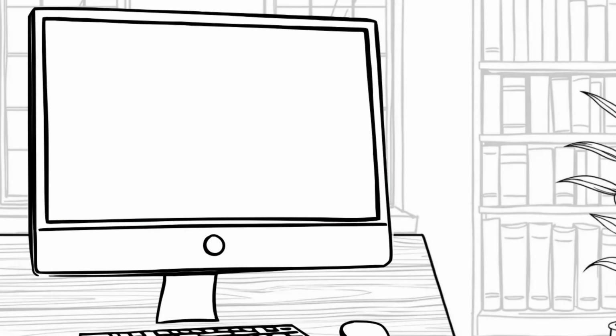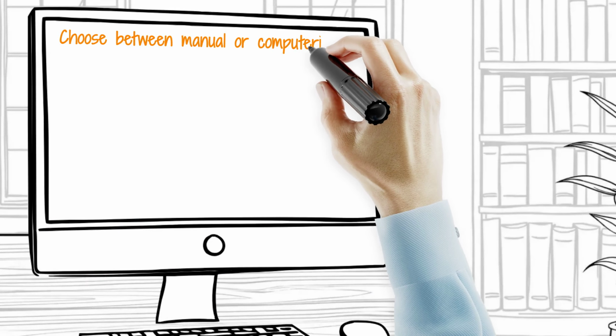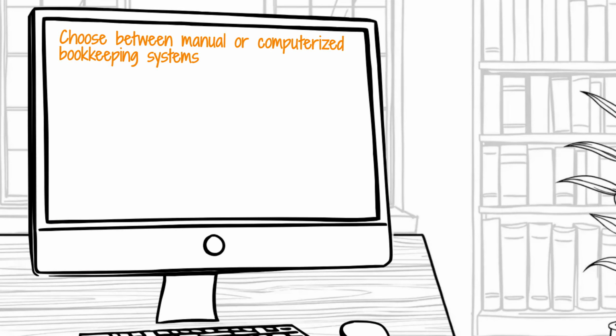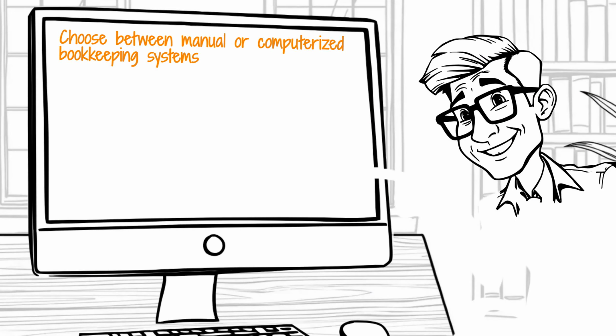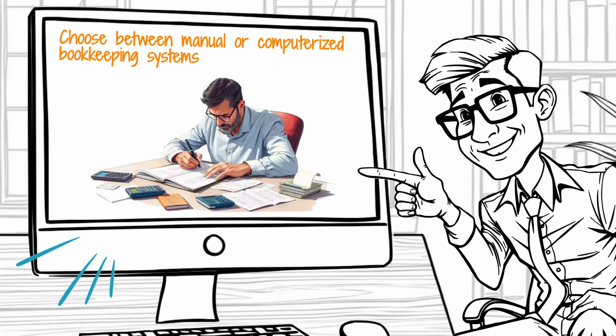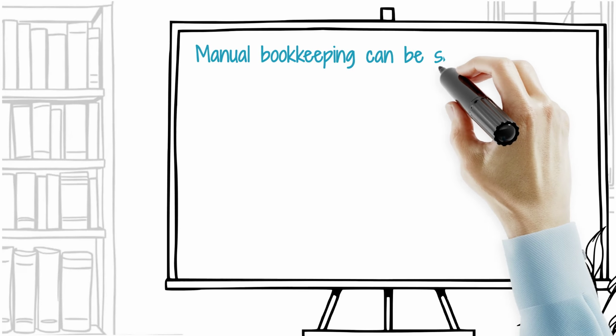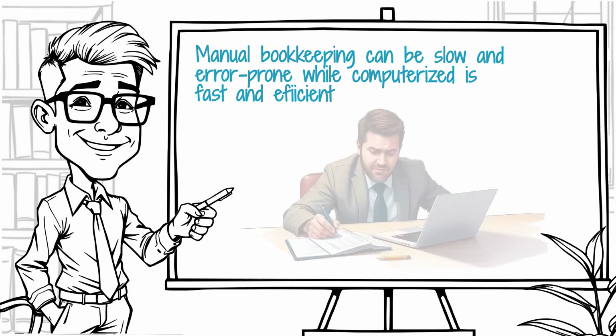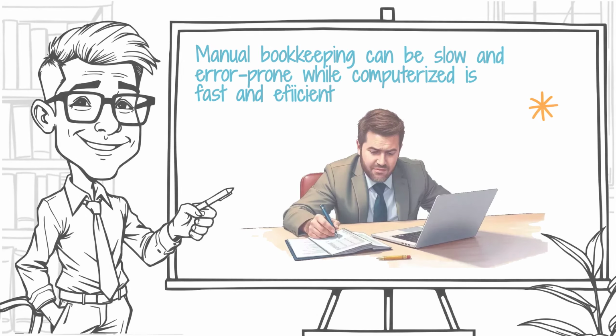First, decide on the type of system suitable for you. A manual bookkeeping system involves recording transactions by hand, using ledgers and journals. It's cost-effective and gives you a tangible way to track finances. Manual bookkeeping can be slow and error-prone, while computerized is fast and efficient.